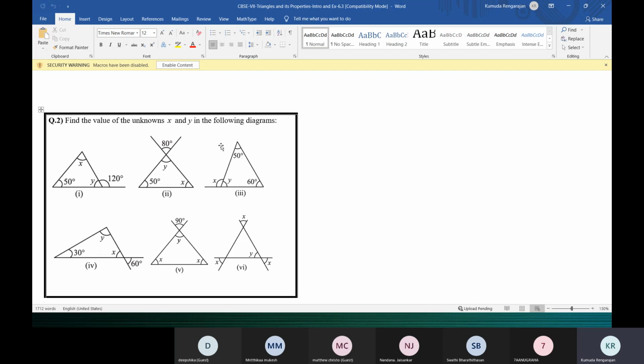80 here is not an exterior angle. y is equal to 80, vertically opposite angles are equal. Then to find x, you should use the angle sum property. x plus y plus 50 is equal to 180.